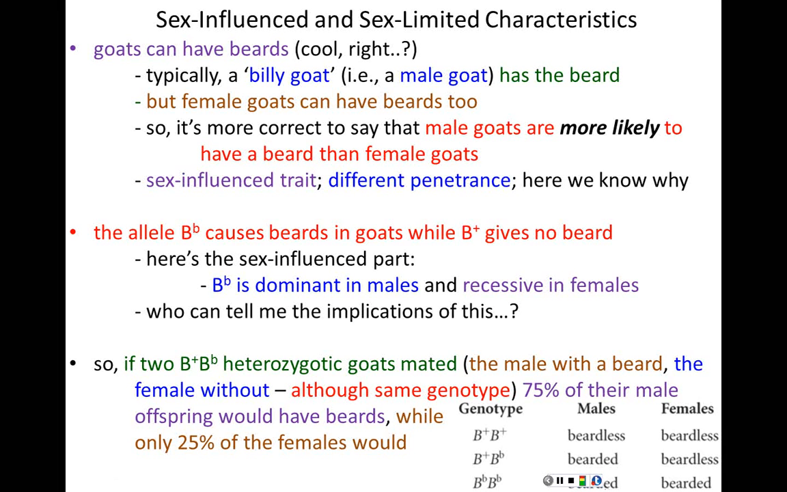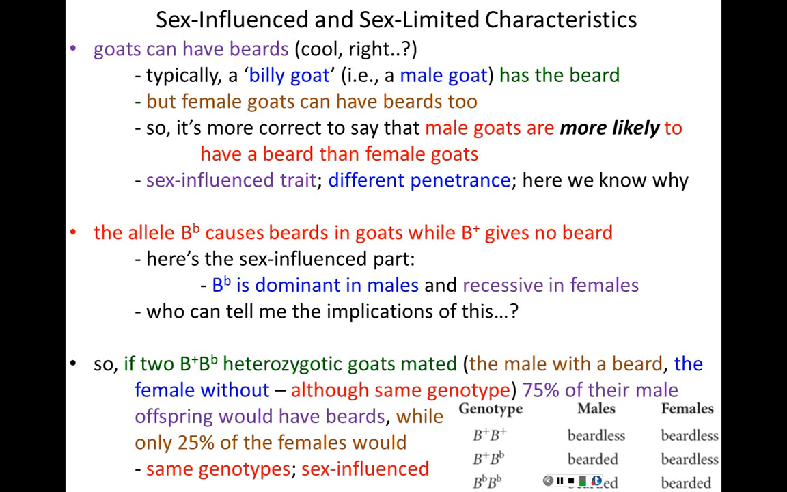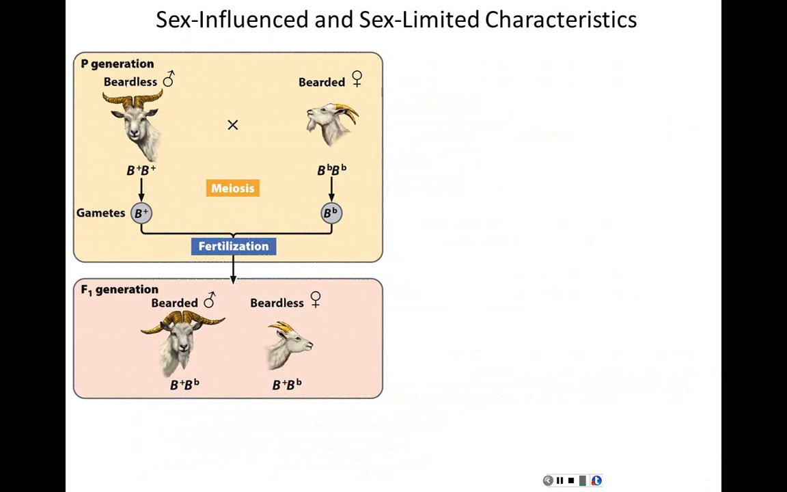So if 2 heterozygote goats mate, the male, of course, would have the beard and the female would not in that case because of what we just said. 2 heterozygote goats mate. We're talking about these 2 in the middle. 75% of their male offspring would have beards, while 25% of their female offspring would have beards. Interesting. Same genotypes in the offspring, same genotypes in the parents, but sex influence.